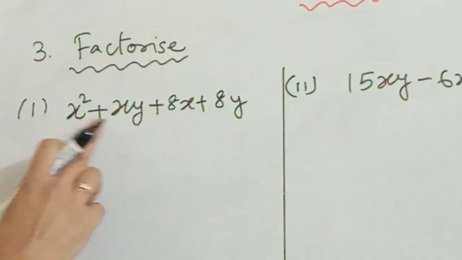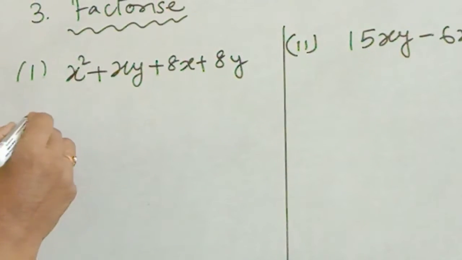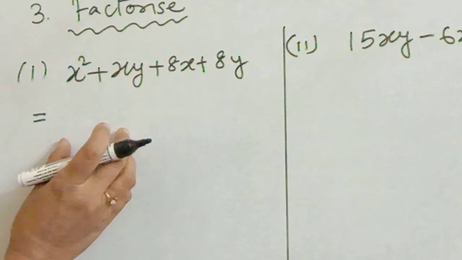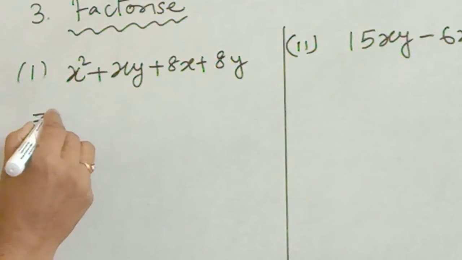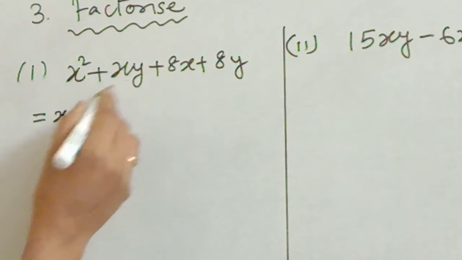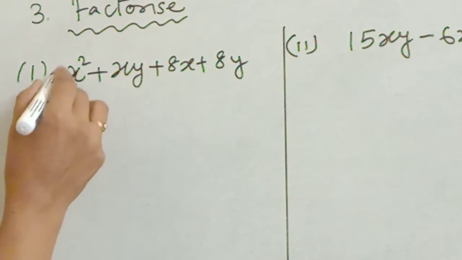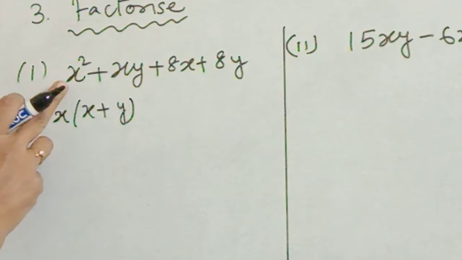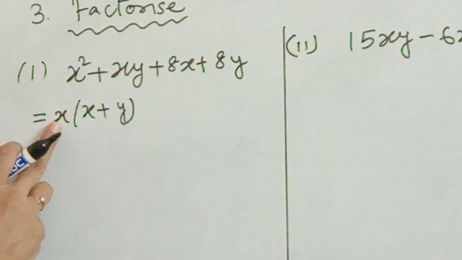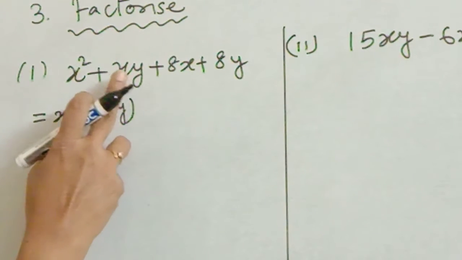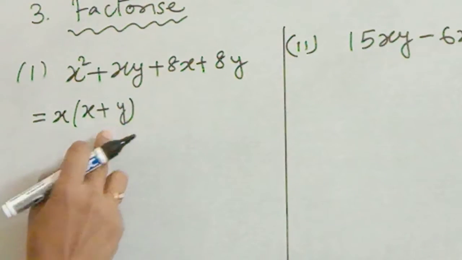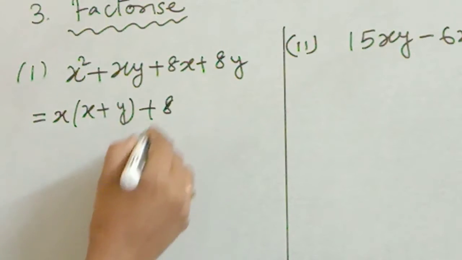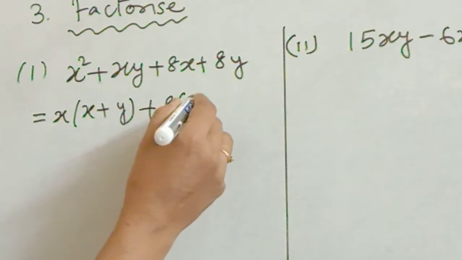Here you can see 4 terms are there. From these two you have to take anything as common. Say here x square and xy, you can take x as common from these two. x plus y will remain. From x square I have taken 1x, and so 1x is left here. From xy, 1y is left here. From these two terms I can take 8 as common and x plus y.